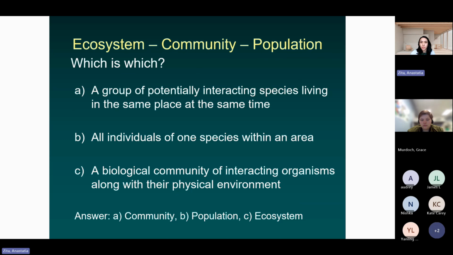So here are some more key terms I expect you guys to know. Oftentimes, these words get used interchangeably when people talk about them, but they are different. A community is a group of different species living in the same place at the same time, so those biotic factors that we talked about. Population is one species in an area, and an ecosystem is all of the abiotic and biotic factors in the area.